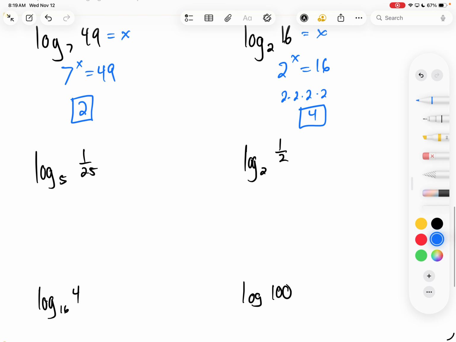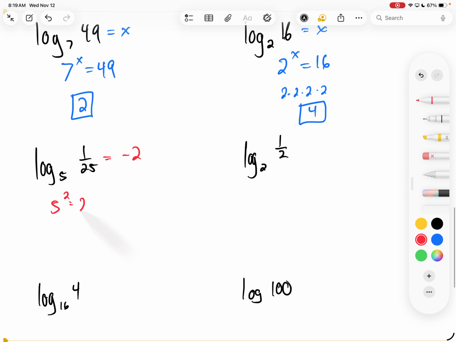Okay. What about this one? Anybody know the answer to this one? 5 to what power is 1 over 25? It would be -2, right? Because 5 squared is 25, and 5 to the -2, to get rid of the negative, you drop it underneath, right? So anytime you see a fraction, you might have a negative, so don't forget your exponent rules here. Then this one is saying 2 to what power is 1/2? -1, correct. 2 to the -1 would be 1 over 2, because you drop it down.